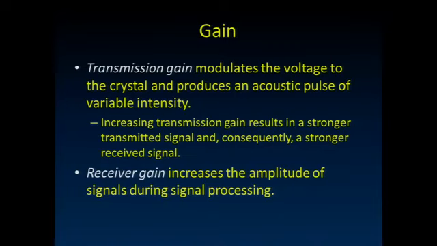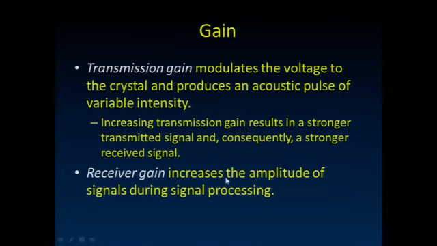After that occurs, we're actually going to listen with that crystal, and as sound waves come back and hit the surface of that crystal, they're going to deform the crystal and create a voltage across the crystal that we'll be able to measure. So transmission gain, right? If we turn up the transmission gain, that changes the voltage across that crystal and allows us to produce a more intense ultrasound beam. We're not talking about the frequency. The frequency is a different setting. We're talking about the intensity of that ultrasound beam. So we end up with a stronger transmitted signal and consequently a stronger received signal.